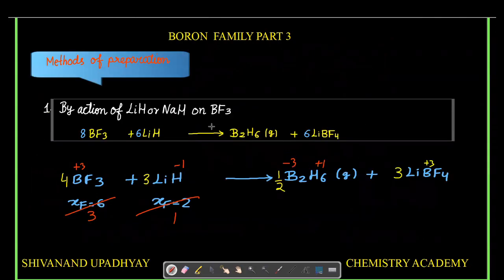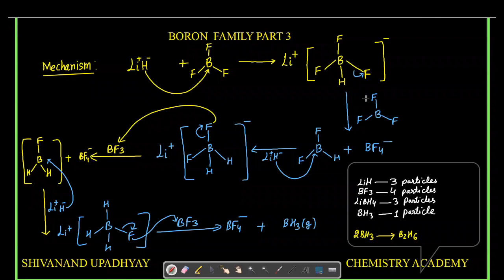So here we can discuss what is happening: F minus is substituted by H minus, there is formation of BH3, and BH3 will combine to form B2H6. And during this, there is formation of LiBF4, which we can see in the mechanism. Here, there is formation of one LiBF4. Then here, there is formation of another LiBF4, right?